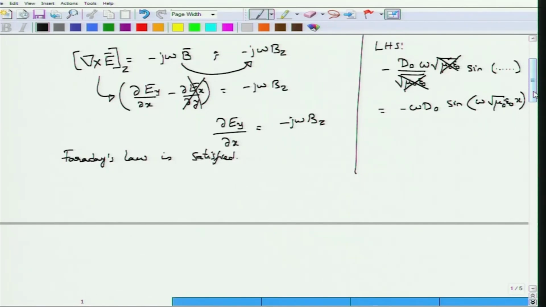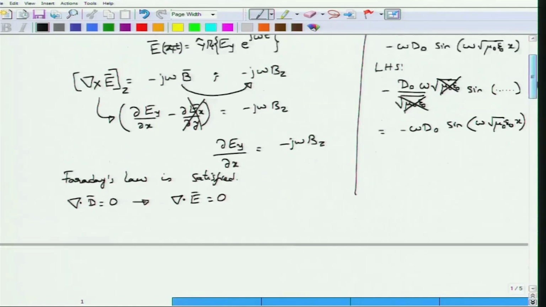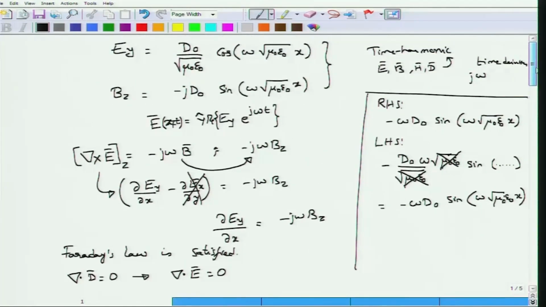Now let us try and find out whether the divergence equations are satisfied. First let us look at del dot D equal to 0, and D is epsilon into E, and epsilon is a constant. So this equation simply becomes del dot E is equal to 0. Is this del dot E equal to 0? I am assuming 0 because I am assuming that the medium has no charges, right.